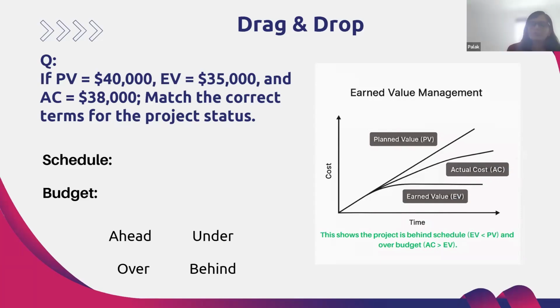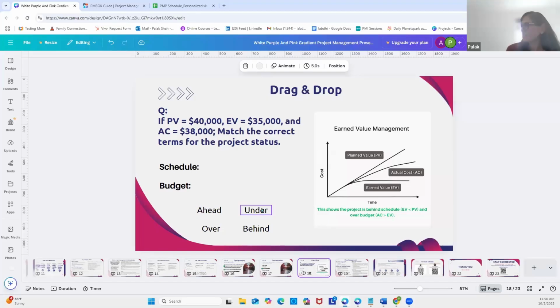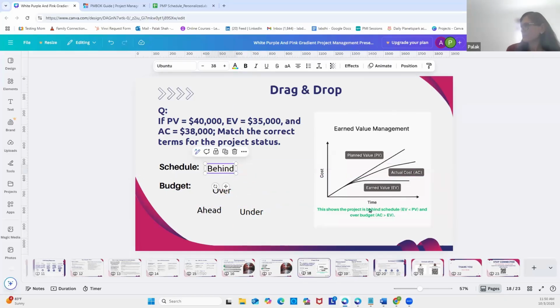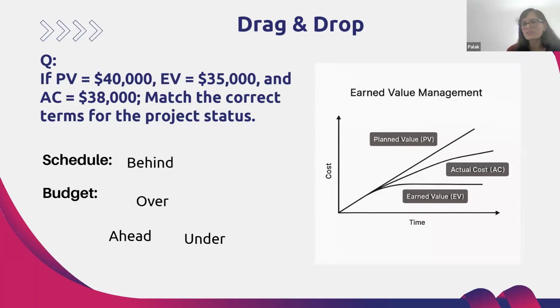And that's why they have given you the graph. Just by looking at the graph, you can come up with the answer. So here I will put over budget and behind schedule. Actual cost is for budget and the planned value is for schedule, and we are comparing both against earned value. So that's the concept.